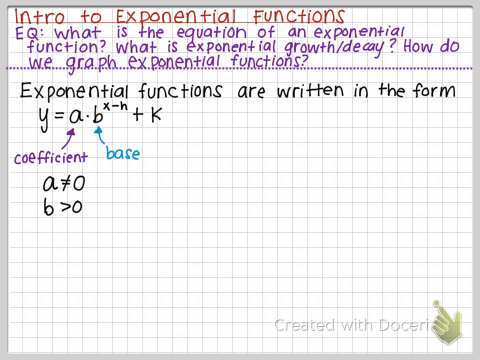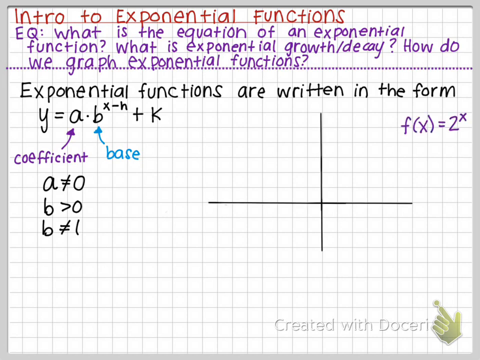B has to be greater than 0, and also b cannot be 1. 1 raised to anything, so if we had 1 to the 5th power, that's 1. 1 to the 6th power, that's 1. Any number, 1 to any power equals 1. And if this was a 1, we wouldn't have an exponential function anymore. We wouldn't have an exponent. So b cannot be 1.